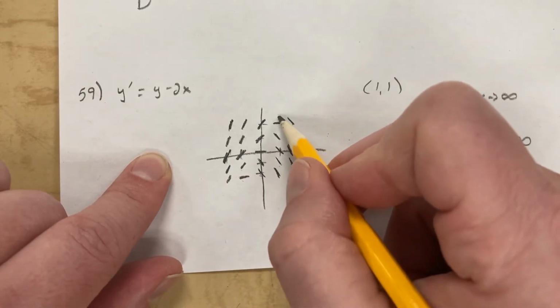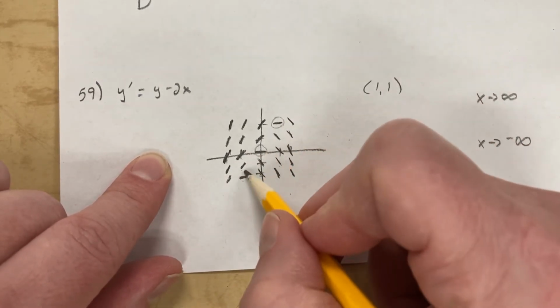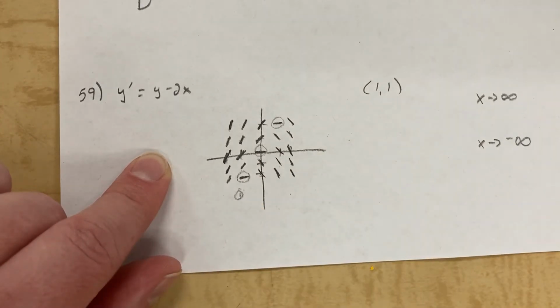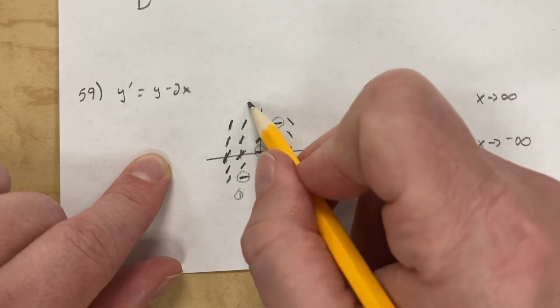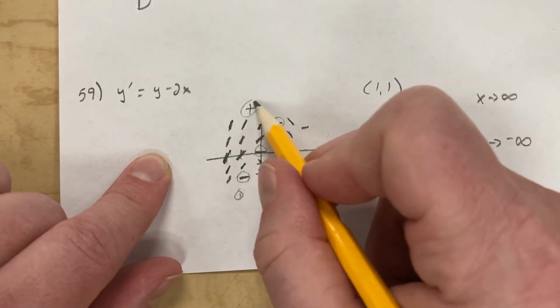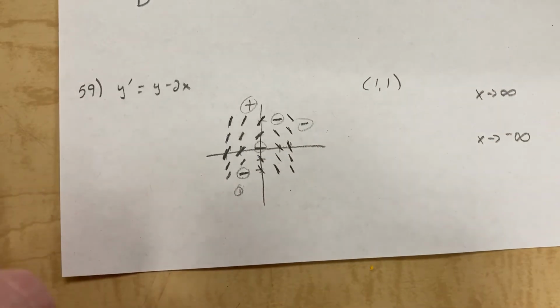So what you want to do is make sure you have these zeros correct. The AP will give you a point usually for having those zeros correct. And make sure you have positives on this side and you have negatives on this side. If you have that correct, you'll usually get a point for that as well.